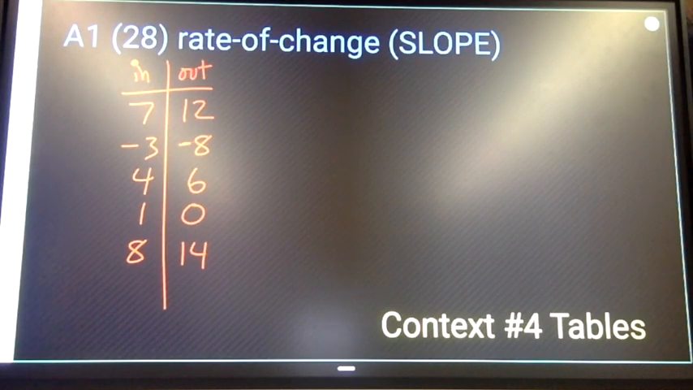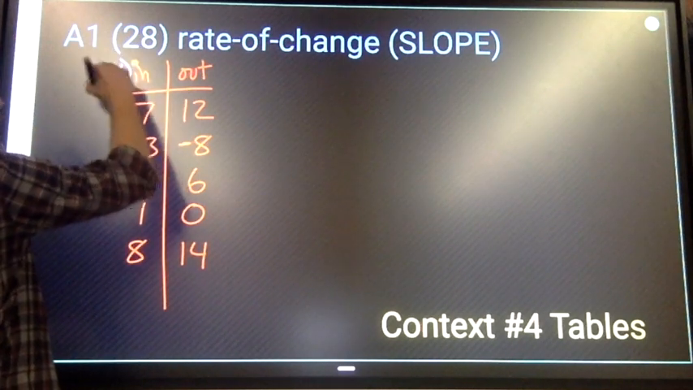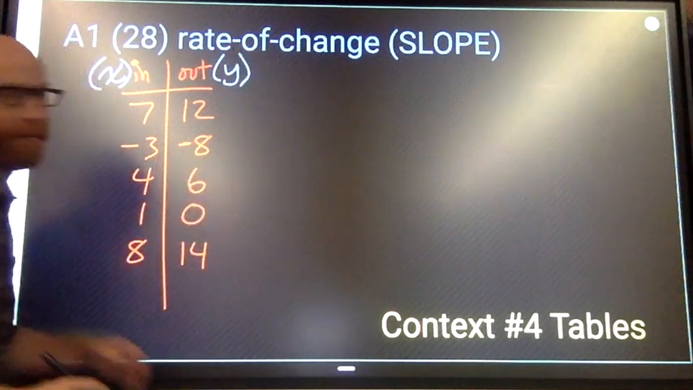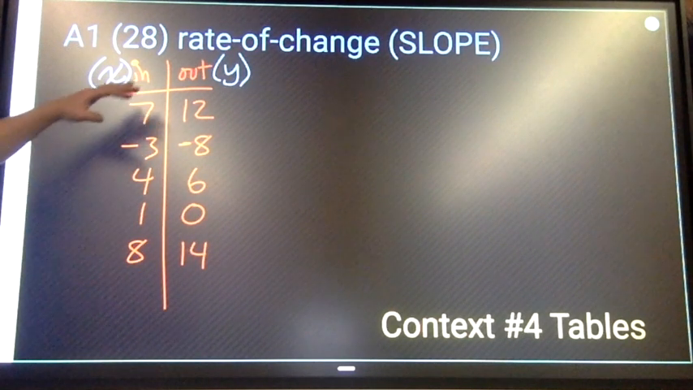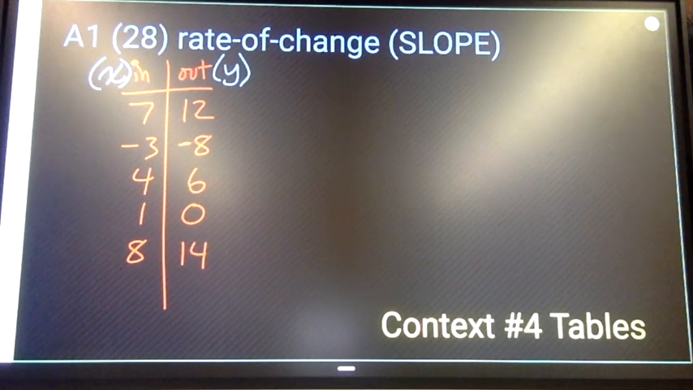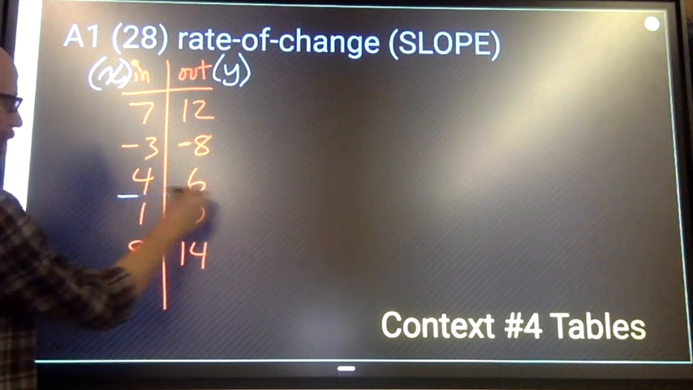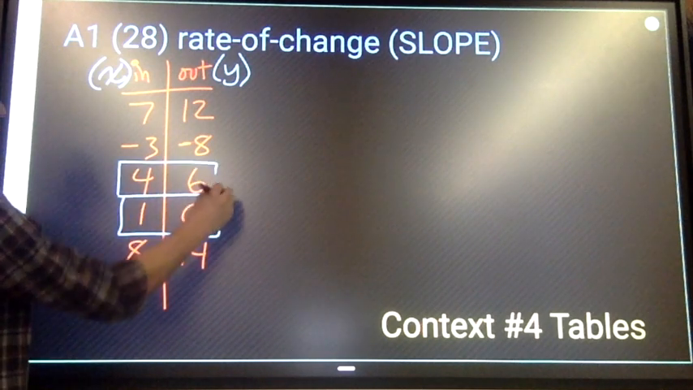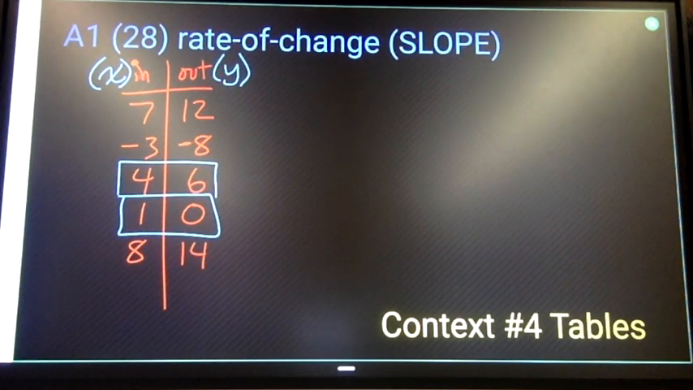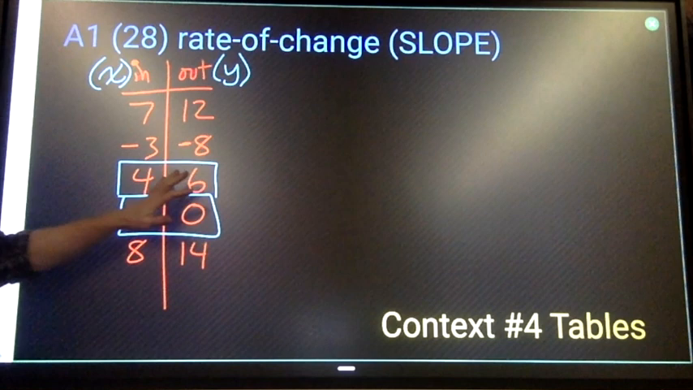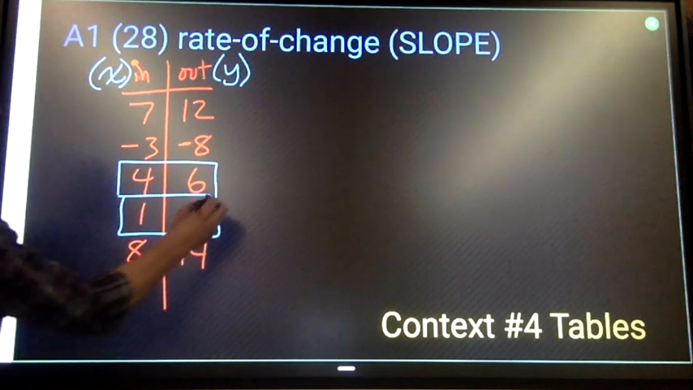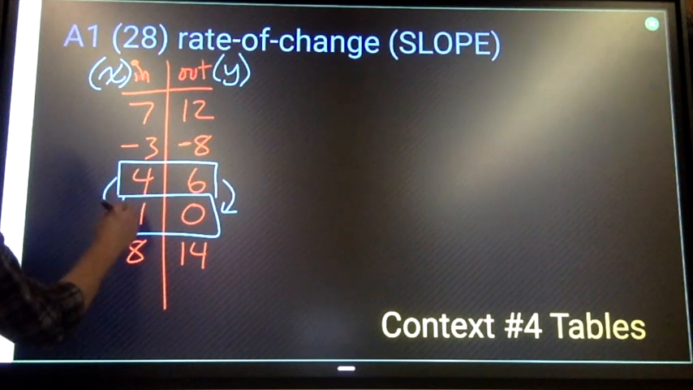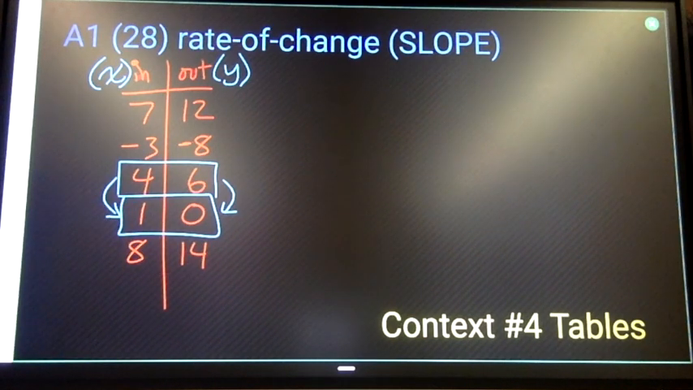Context number 4, tables. When I'm looking at a table, essentially I'm just looking at sets of ordered pairs. Column 1 will be my x values. Column 2 will be my y values usually. And I just have to pick out 2 rows from this. Right? I usually try to pick the rows with the smallest numbers. I try to pick rows that have positive numbers. They don't have to be rows that are next to each other. I'm going to show you how to do this with these 2 rows, and then I'll show you with a different set of rows.